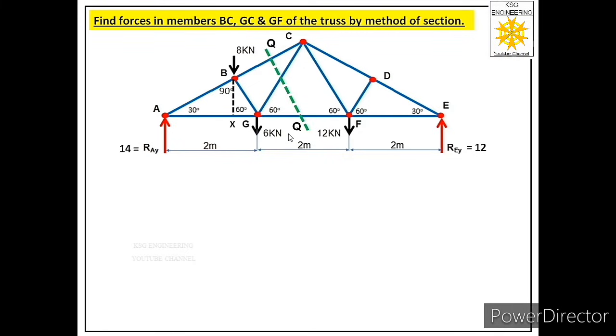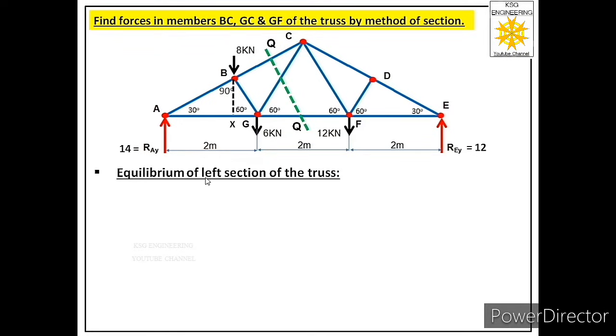Now we have cut the truss into 2 parts. So this is left section of the truss and this is right section of the truss. So for the next step, we have to consider any of these 2 sections. So let us consider left section of this truss.